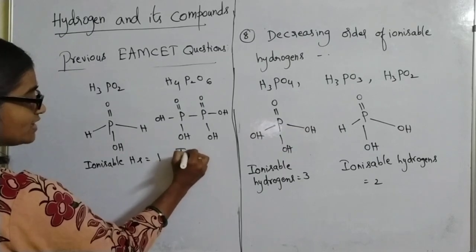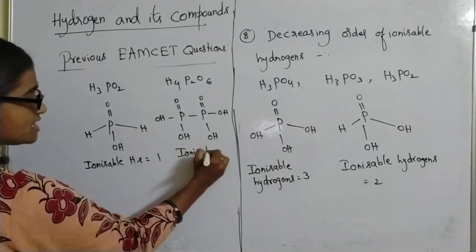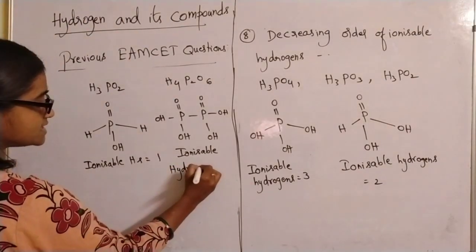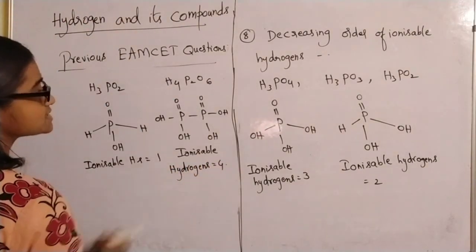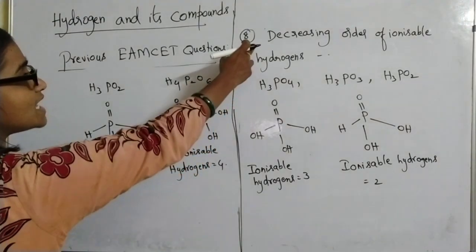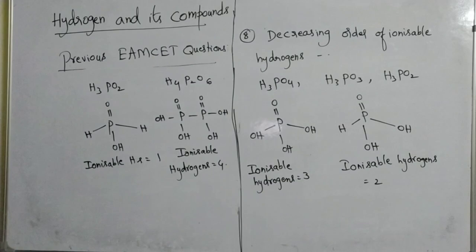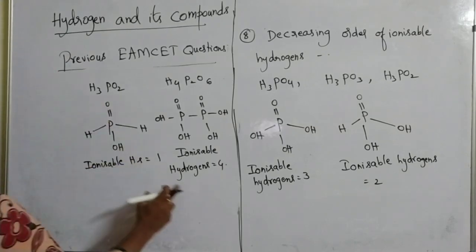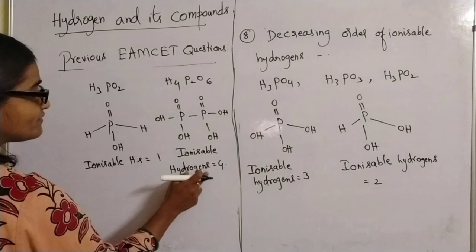So number of ionizable hydrogens here, how many are there? Ionizable hydrogens, it is equal to 4. So what is he asking for? Decreasing order. Decreasing order means fewer ionizable hydrogens for this structure, and more for this structure.